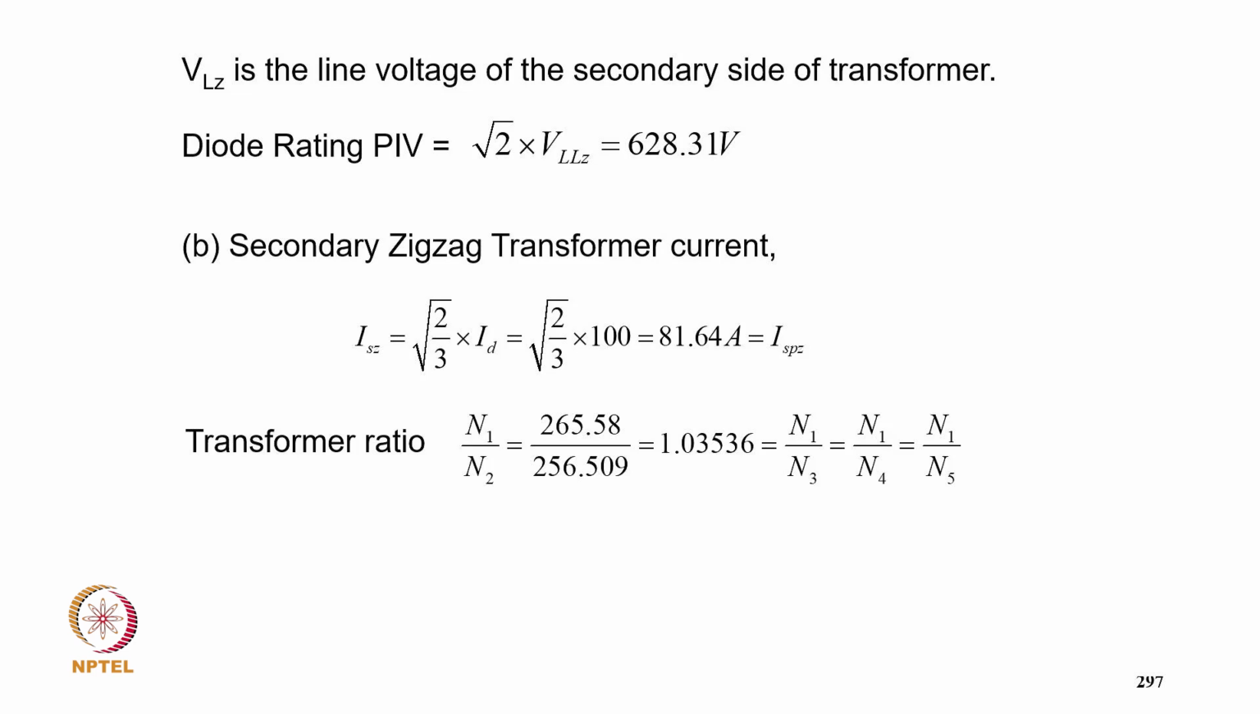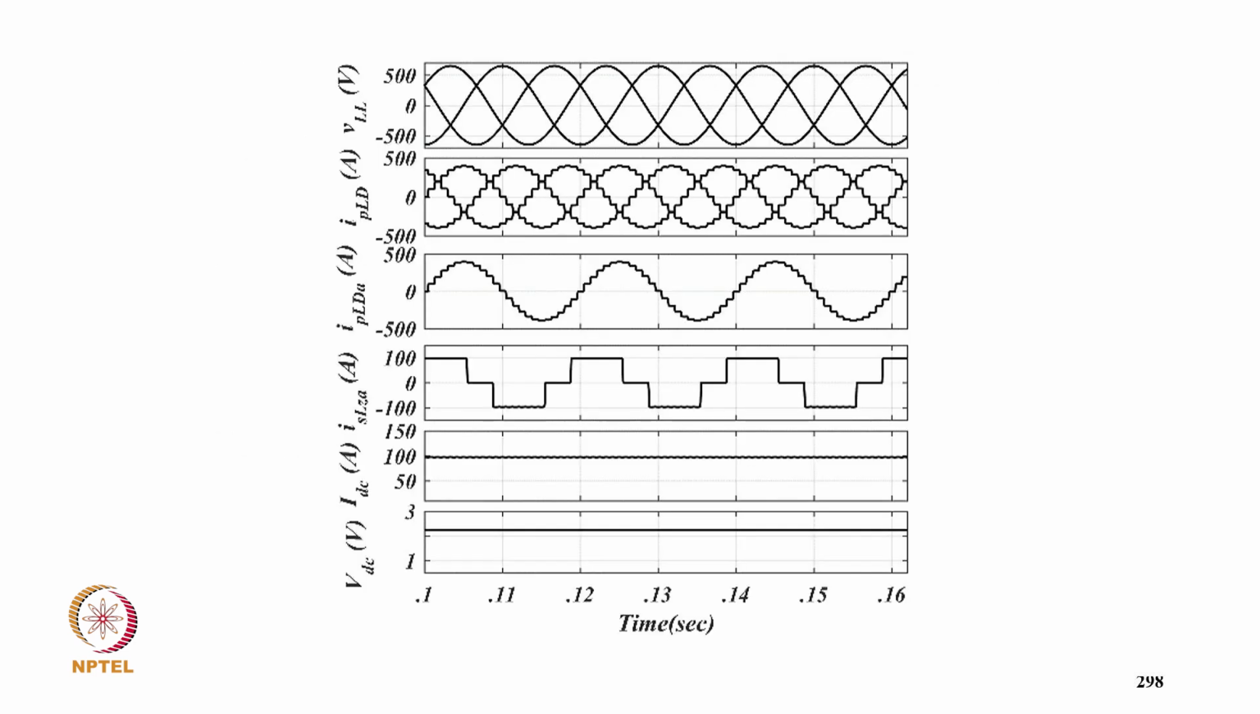and the secondary zigzag transformer current is ISZ equal to root 2 by 3 ID, that comes to 81.64 ampere. The transformer turns ratio N1 upon N2 comes to 265.58 divided by 256.50, which is 1.0333536, that is equivalent to N1 upon N3, N1 upon N4, and N1 upon N5.